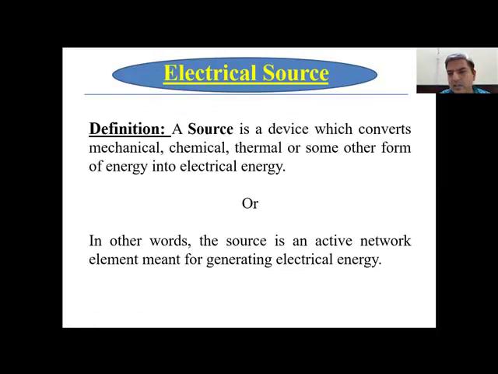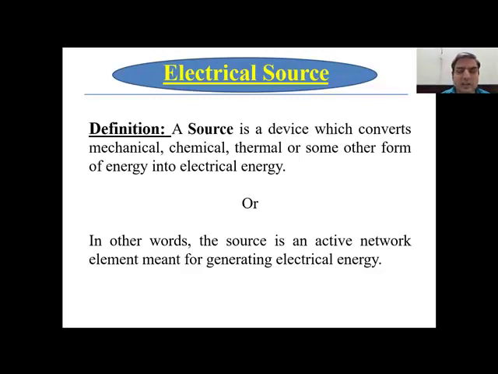So we have seen so many electrical sources in our daily life. Any device having active or passive components that can convert any type of energy, meaning mechanical, chemical, thermal or some other form of energy, into electrical energy is called an electrical source. Or you can say an electrical source is an active network element that will generate electrical energy. So it is just a kind of transducer.